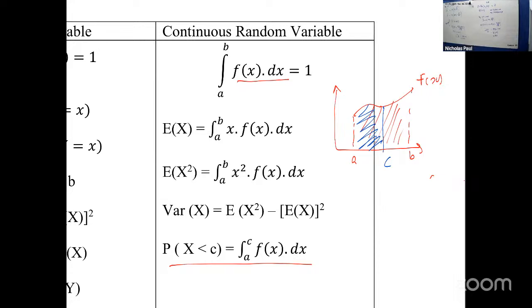So if we can integrate and you can find the probability, then we use this formula here to find e of x: the integral between b and a of x multiplied by f of x, and you find e of x. To find e of x squared, you integrate between b and a again, but instead you multiply by x squared. And once you have e of x and e of x squared, you can find variance. So those are some of the things that we need to know.